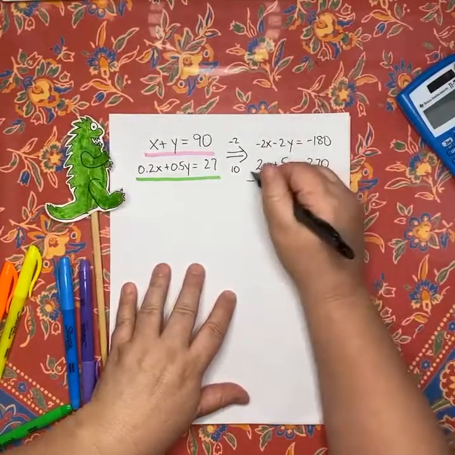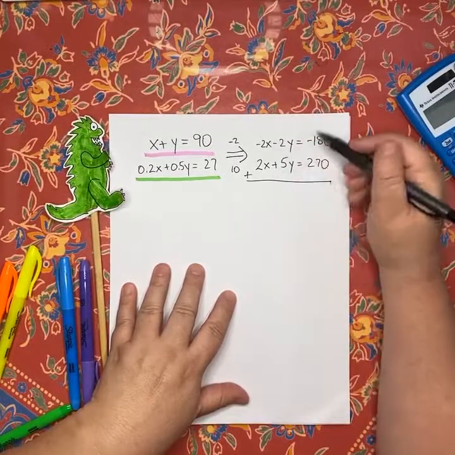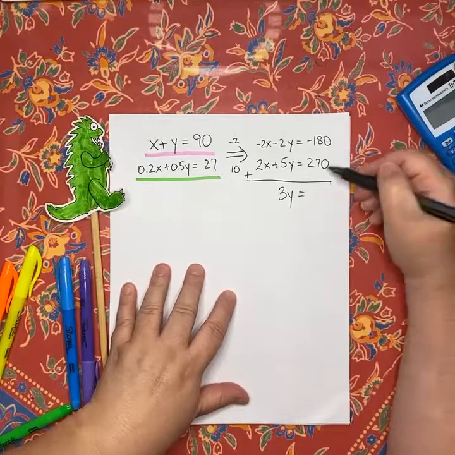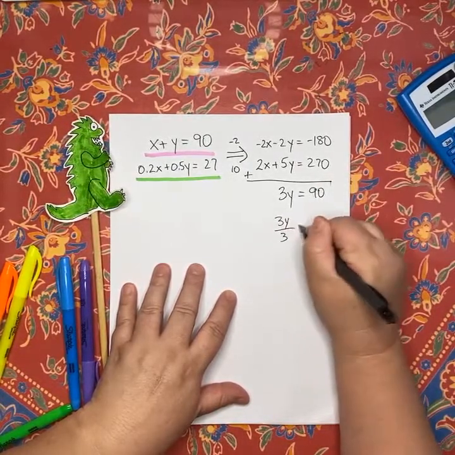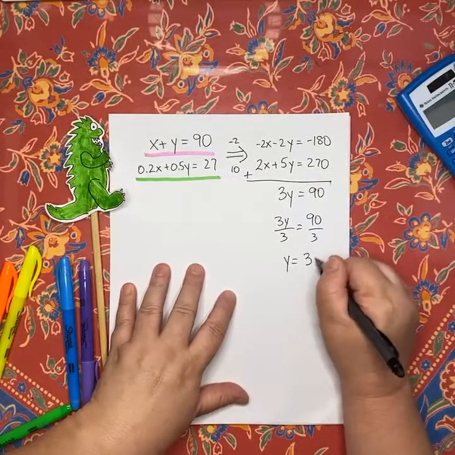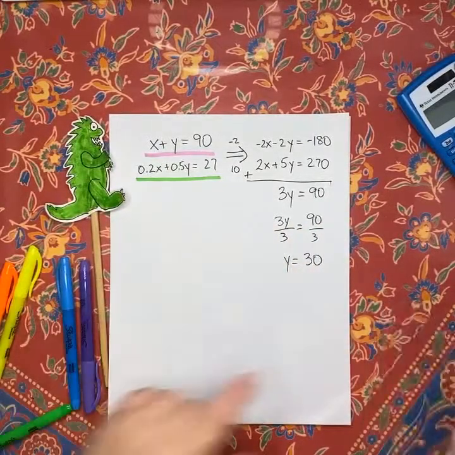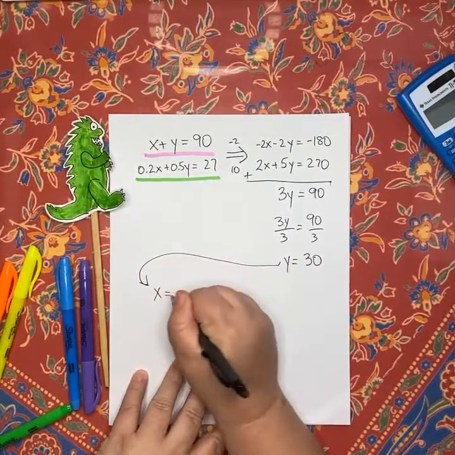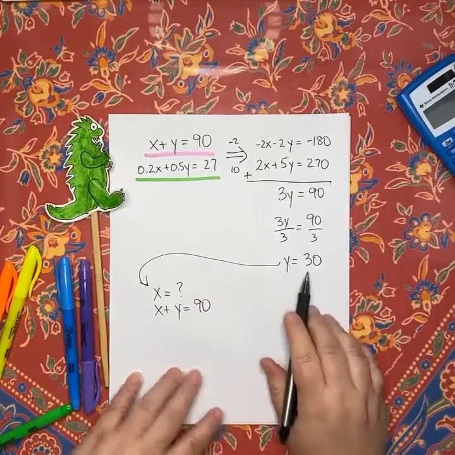Now I'm going to add and smear. The x's cancel. The y's end up with 3y. And this -180 plus 270 is 90. Divide both sides by 3. y equals 30. Woohoo, yay! But we're not done yet, because that's just y. I need to find x. x plus y is 90, y is 30.